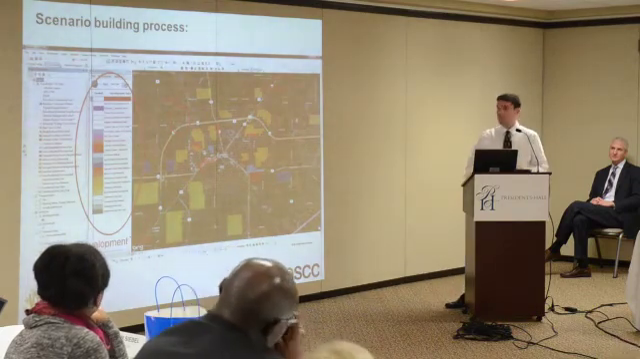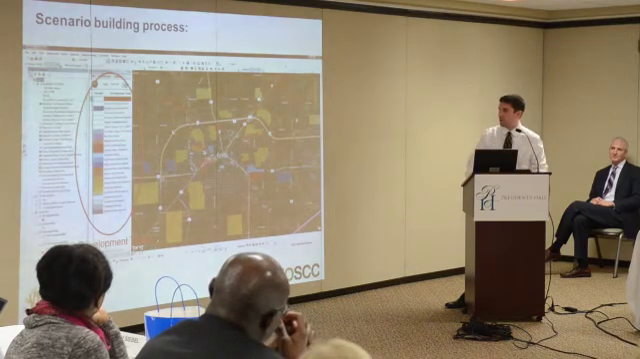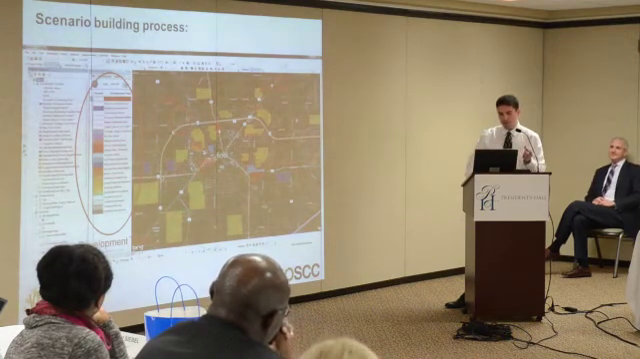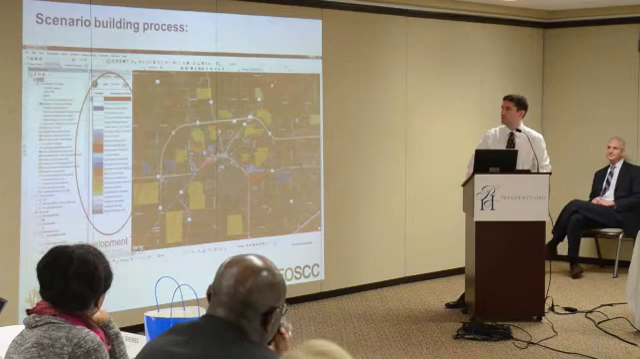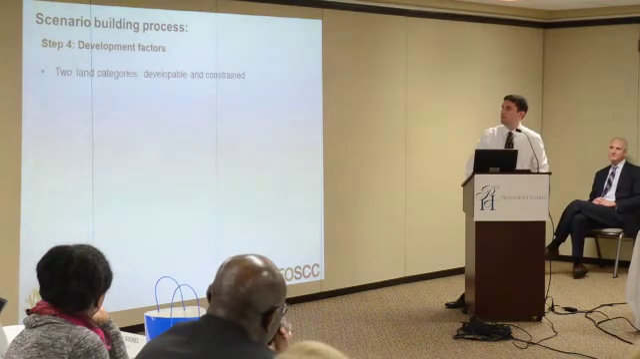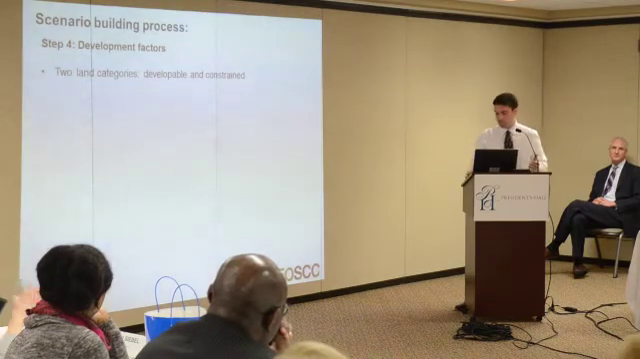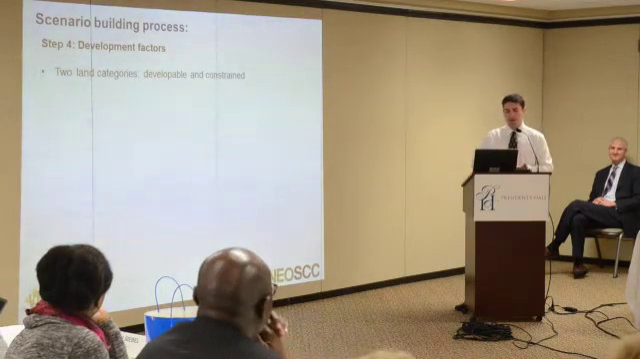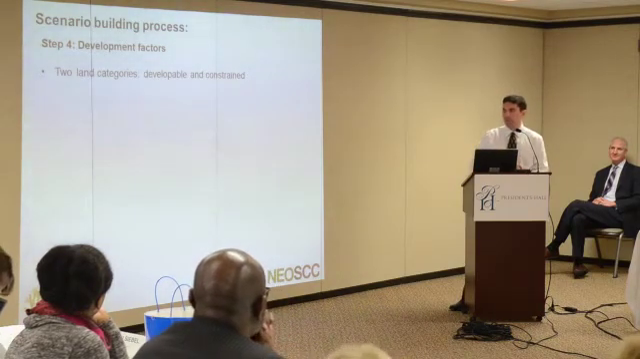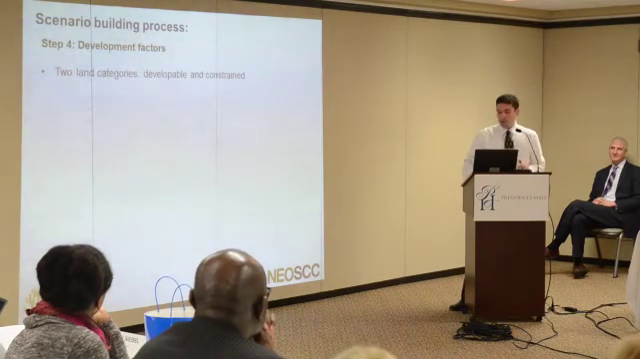But that's the process, basically, of actually designating different development types within these polygon areas. But how do we know where to put them? Like, how do you decide what goes where? So the first cut, and this is the next step, is basically dividing everything into two categories: developable and constrained.